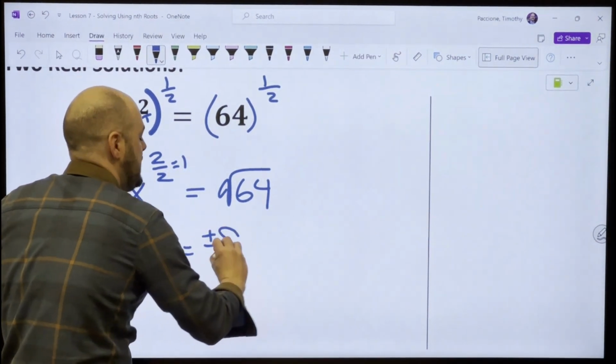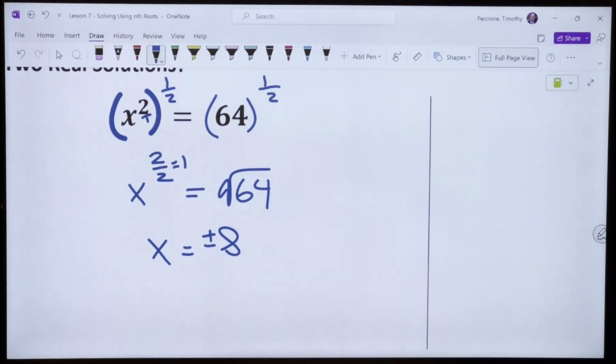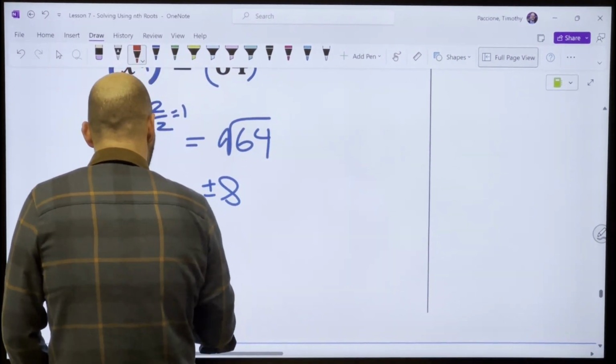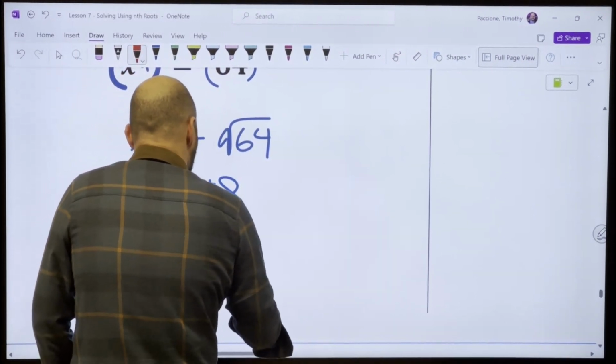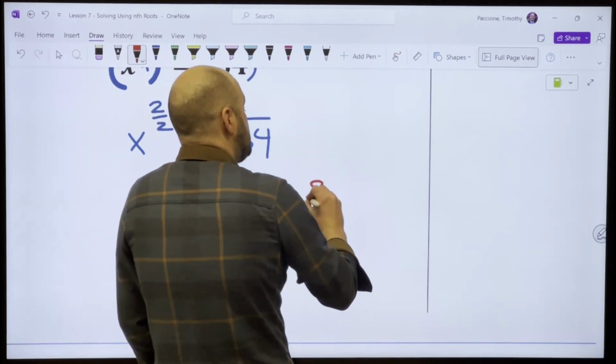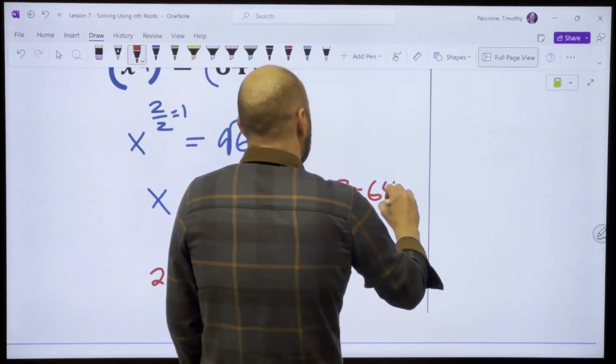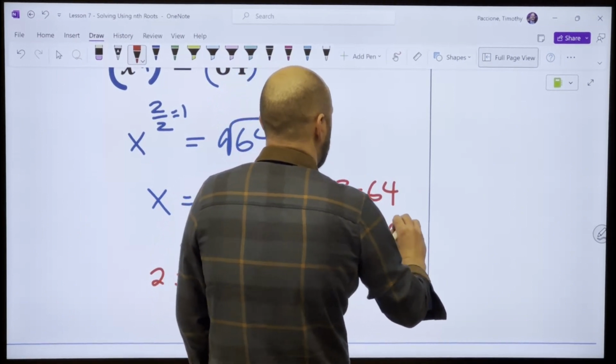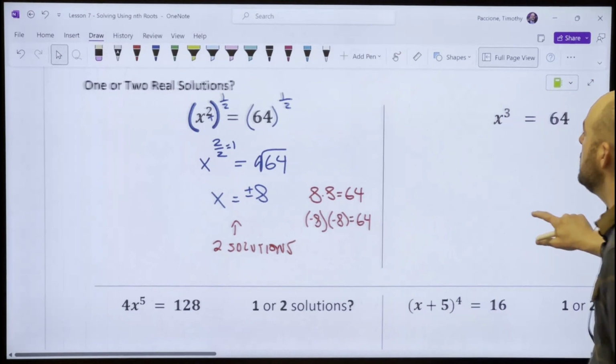Plus or minus 8. So this whole time we've been square rooting to get rid of a square. That's why it worked, okay? Because the power to a power makes it 2 over 2, which is 1, which isolates the x. Now, how many solutions do I have here? 2 solutions. Because 8 times 8 equals 64, and negative 8 times negative 8 equals 64, right? Okay, how about this one?